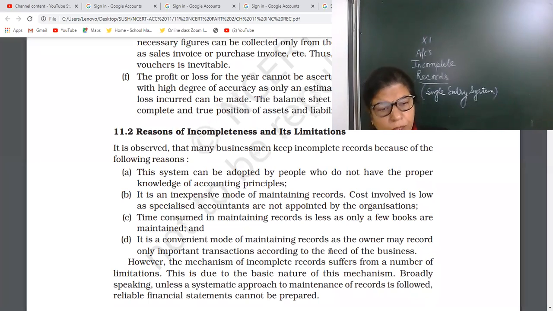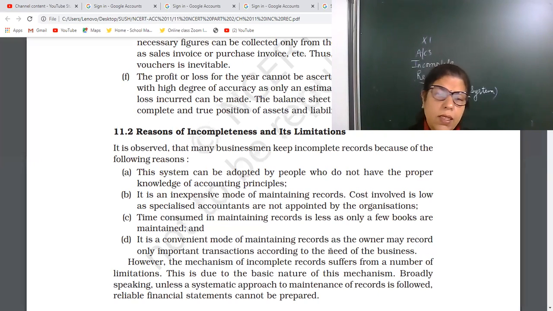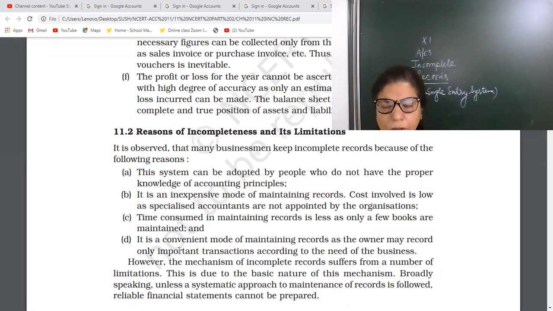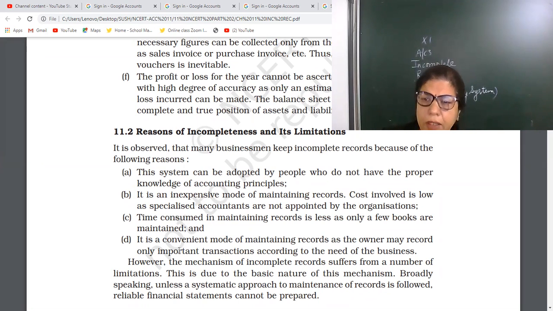But we can say there are number of limitations. These are the benefits that the person who doesn't have knowledge can use it. This is a less costly method. This is less time consuming method. It is convenient method. Those who want to opt it, those who can. See, those who are not taxpayers, those who are working on small scale, they can maintain their accounts on single entry system. You cannot expect a vendor or a hawker to maintain the accounts on the basis of double entry system.